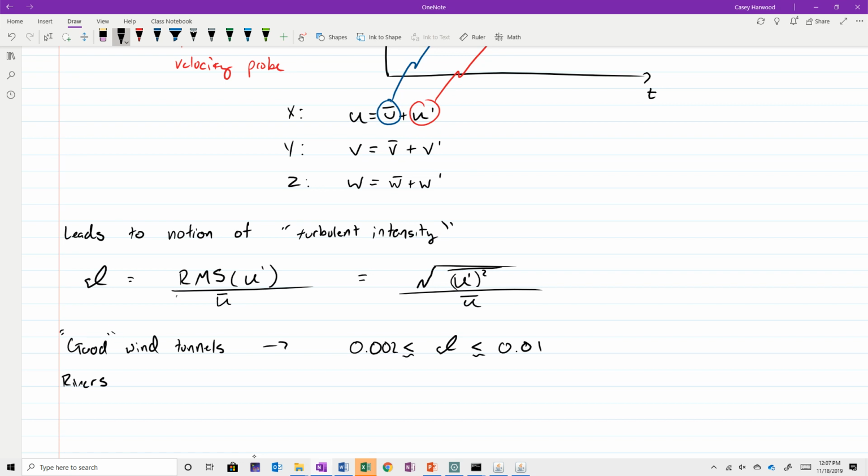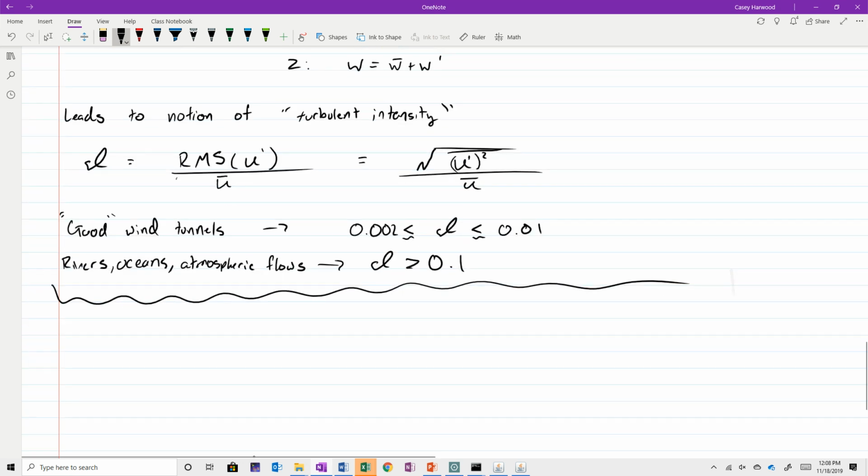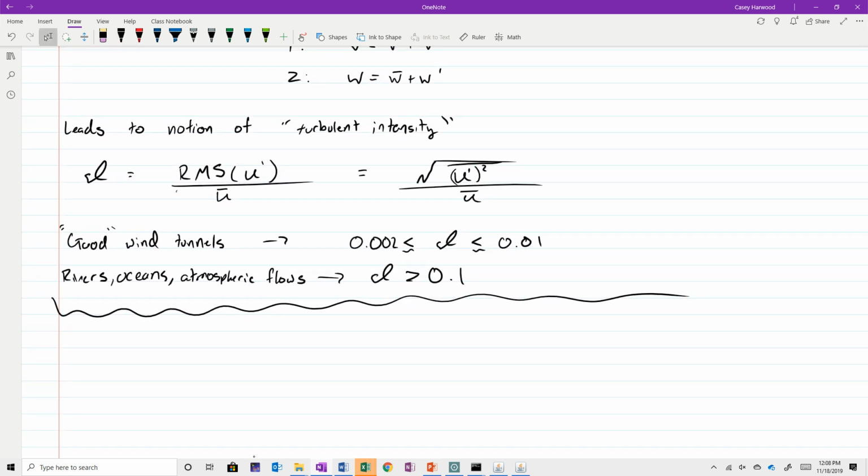If you look at things like rivers, oceans, or atmospheric flows, you'll have turbulent intensities greater than 0.1. So what do these turbulent fluctuations do? Well, they tend to be very good at mixing things.